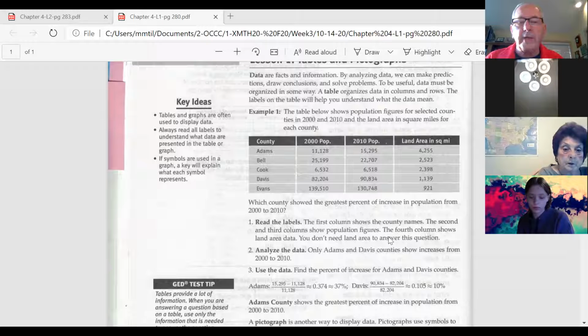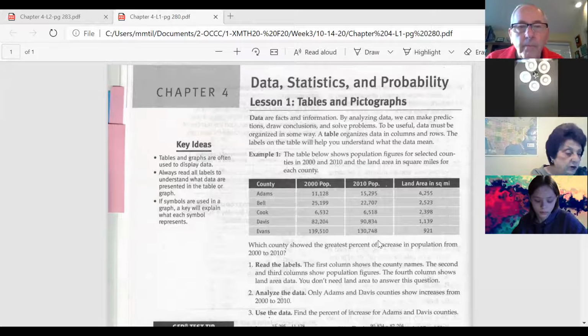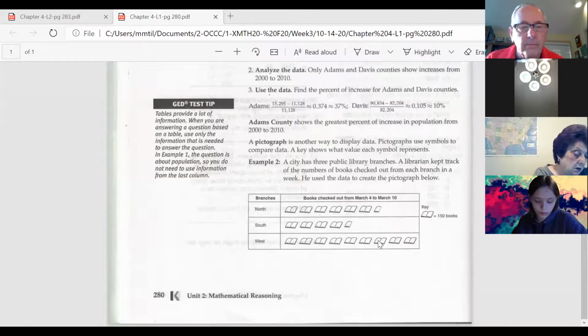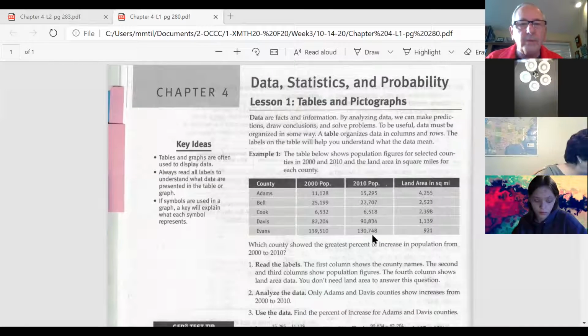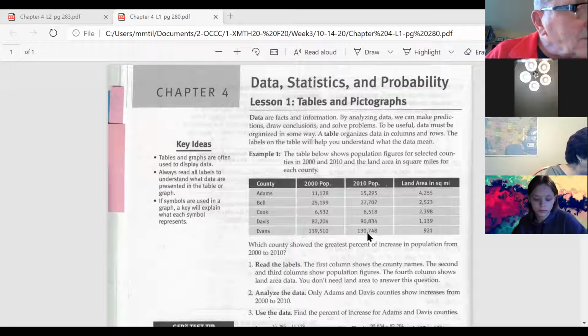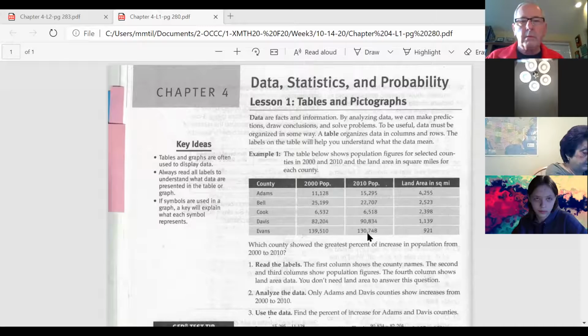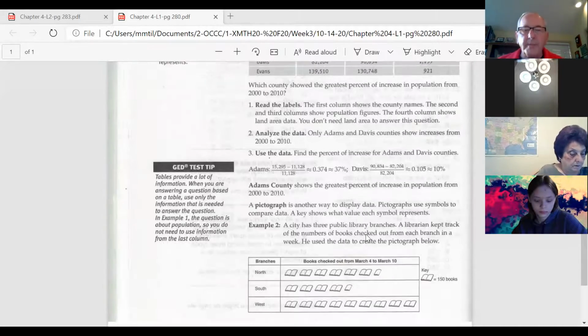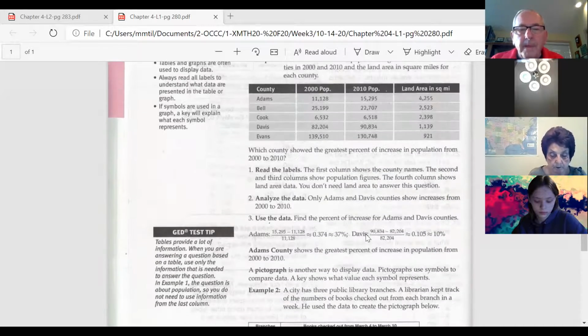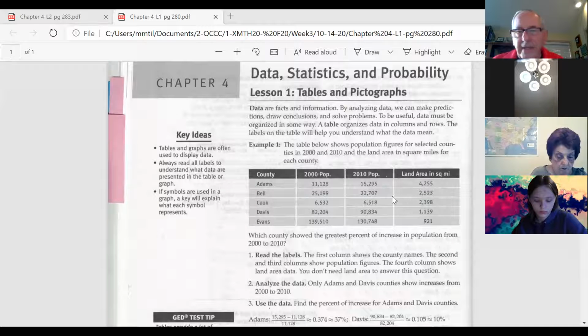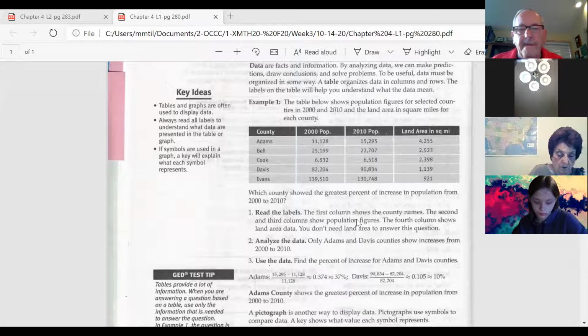What page are you on? I'm on page 280. Am I not on the right one? I'm just trying to find it. Okay, I'm with you. Yeah, this is where we are on page 280. And so anyway, we're displaying data in a table form, right?